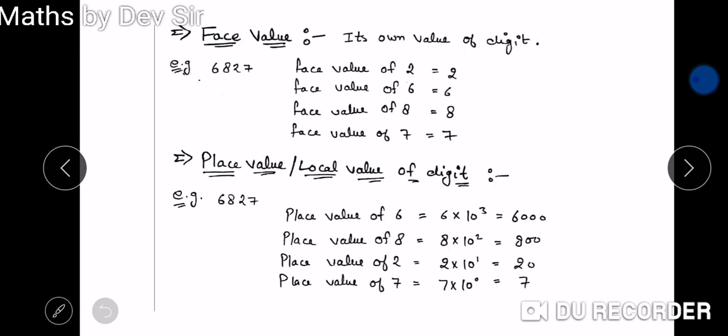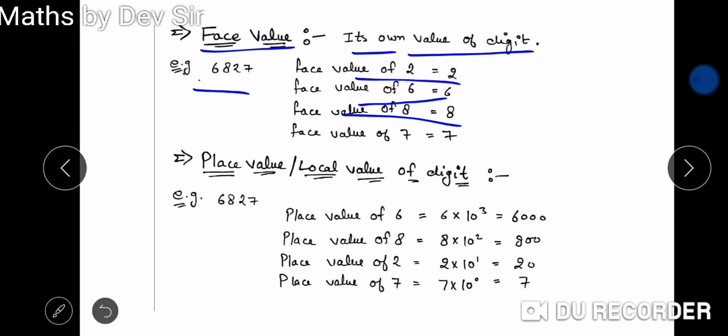Now face value of digits. The own value of a digit is known as its face value. I have written a number 6827. Now there are four separate digits. 6, so face value of 6 will be 6. Then 8, face value of 8 will be 8 simply, and 2, face value of 2 will be 2. Then 7, so face value of 7 will be 7.